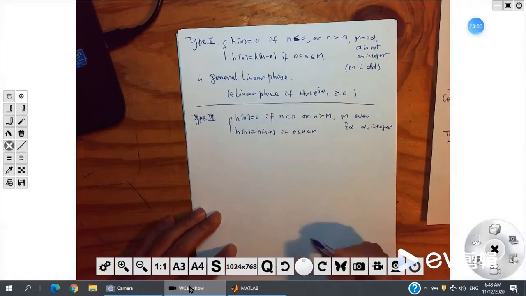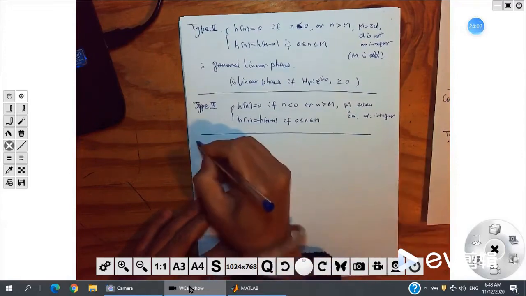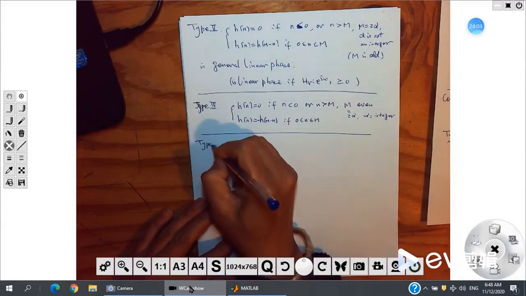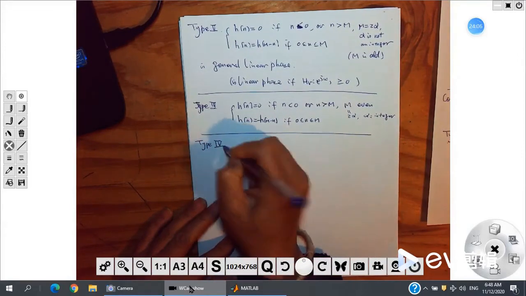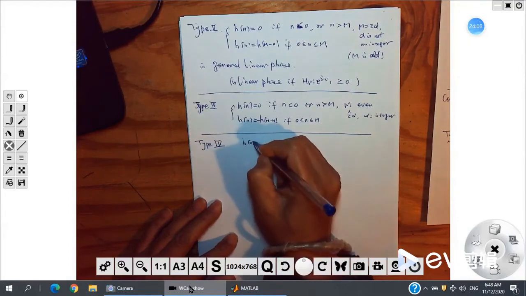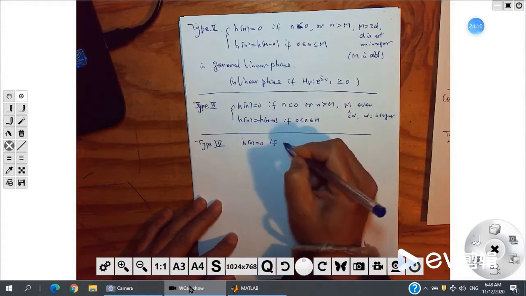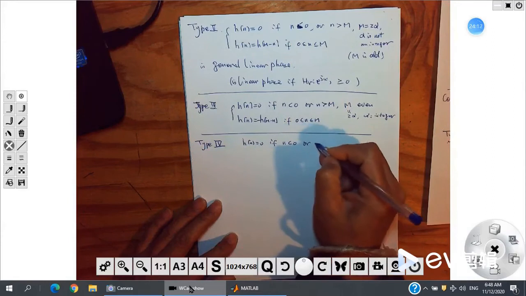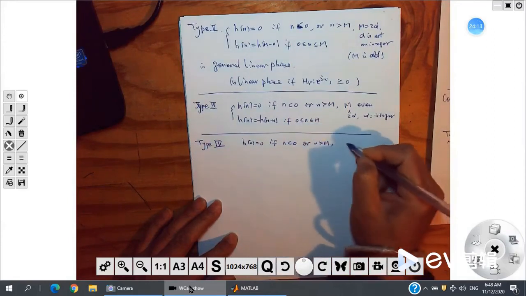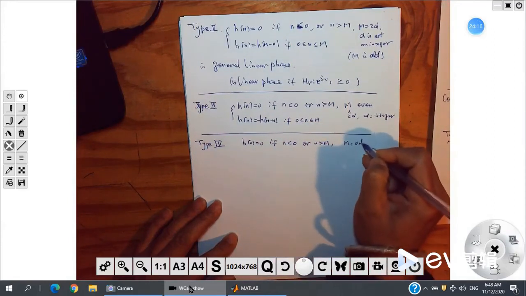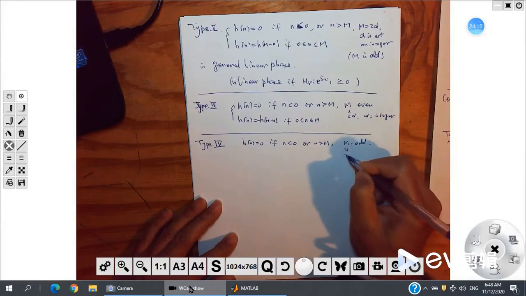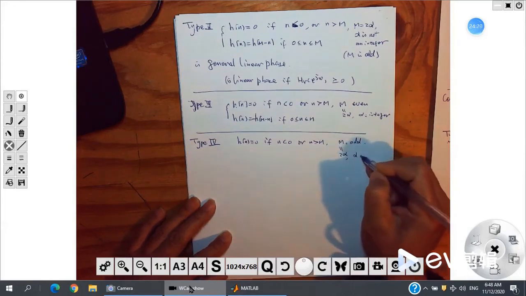Alright. And type 4, h of n equal to 0 if n is smaller than 0 or n is larger than m. Now m is odd. This is still 2 alpha, but alpha is not an integer.